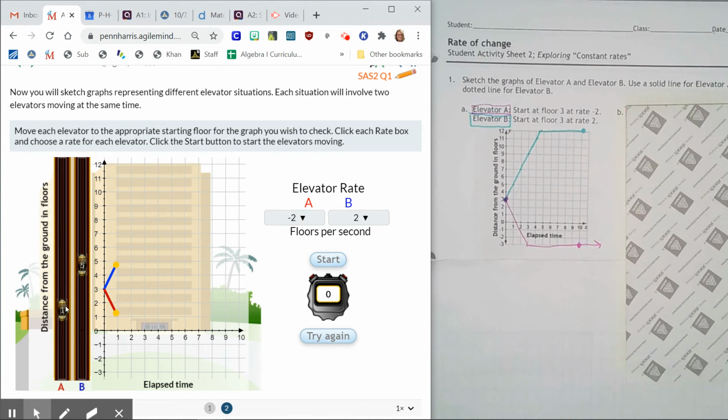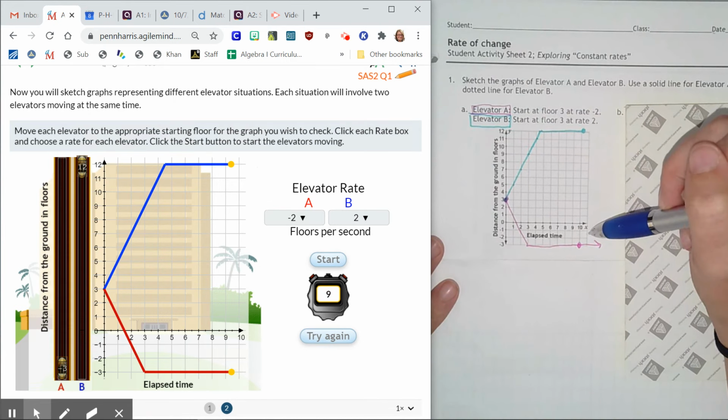Over time, we can see elevator A is going down, elevator B is going up. But what you're going to see is elevator A stops a lot faster. They have no place to go before elevator B. So if I look at my graph, I can show the same thing here.